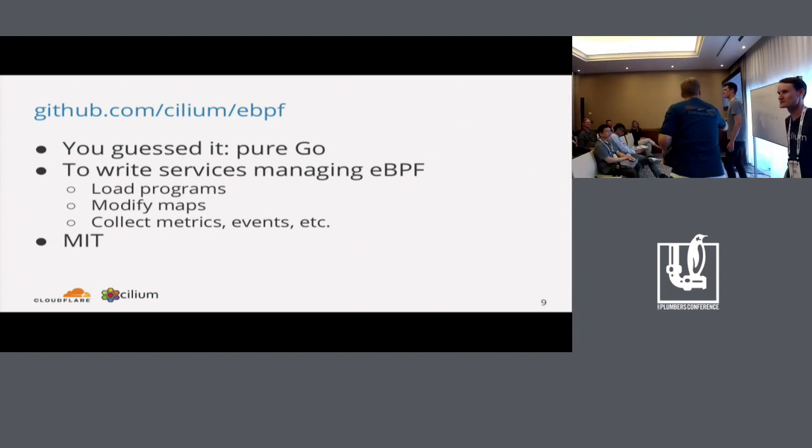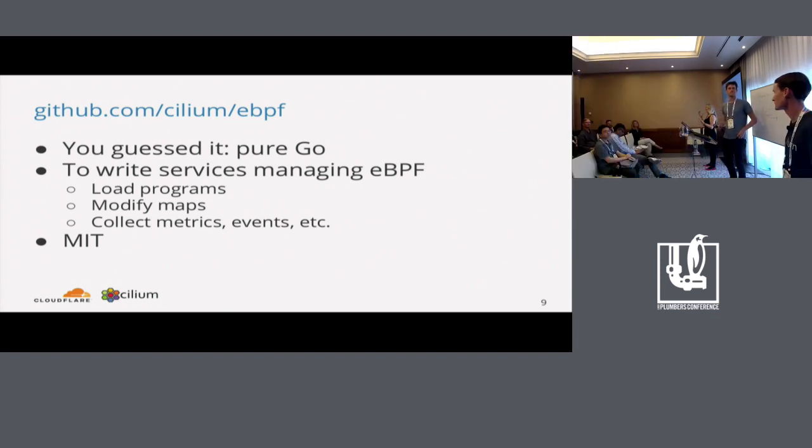So you probably guessed where this was going. What we're looking at is writing a BPF library similar to libbpf, but in pure Go, to avoid the sorts of problems that Lawrence described. We want to be able to write services that manage eBPF: loading programs into the kernel, modifying maps, collecting metrics from your data path, and perhaps manipulating the data path forwarding behavior. And we want to write this under MIT so that basically anybody can use this library.